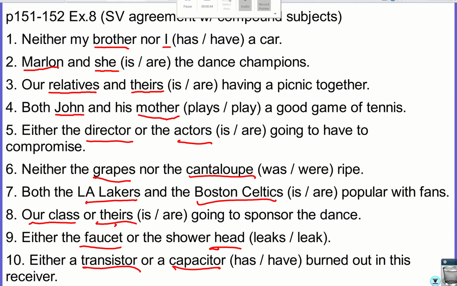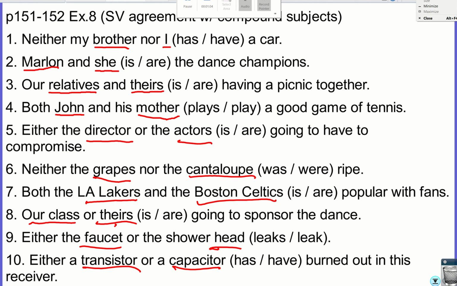All right, so I've gone ahead and underlined all of the subjects. Each one of these has a compound subject. And remember that really what we want to pay attention to, as well as what the subjects are, are the conjunctions that link them together, because that affects what rule we're going to follow.